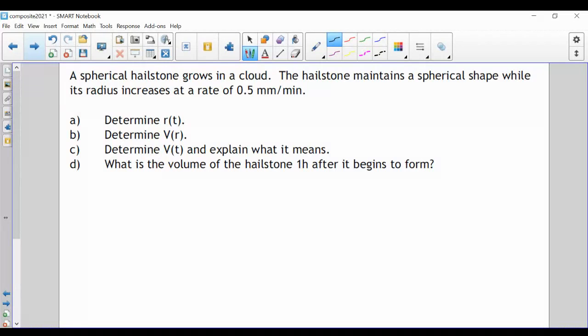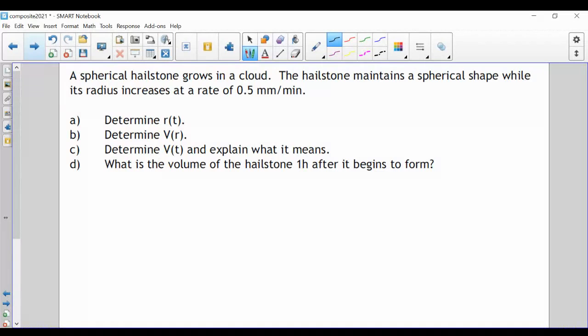So a spherical hailstone grows in a cloud. So spherical obviously means that it's a sphere, but it's getting bigger. The hailstone maintains a spherical shape, so it stays as a sphere, and its radius is increasing at the rate of 0.5 millimeters per minute. All right, so it's growing. And they give you the rate of growth of this function.